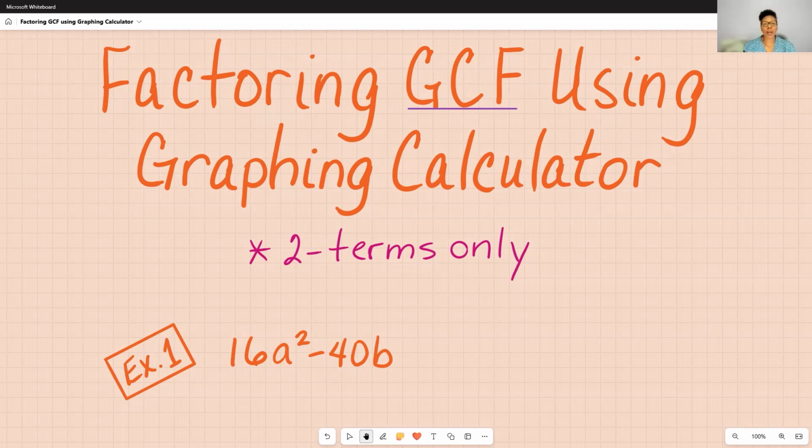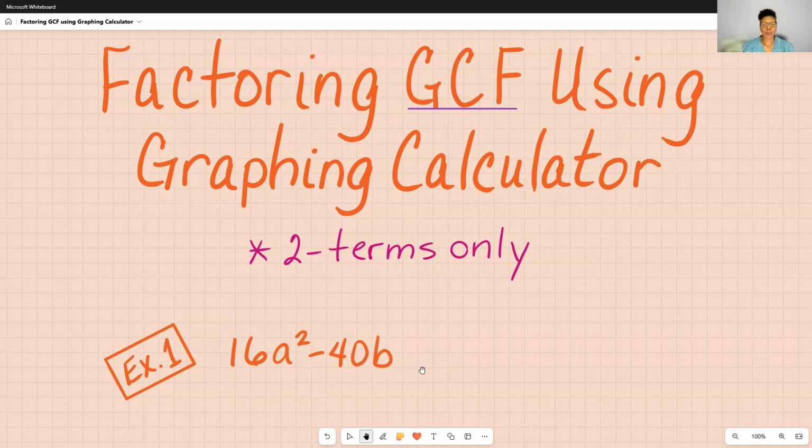Today I'm going to show you how to use the Desmos and the TI-84 graphing calculator to factor your greatest common factors, which is also known as your GCF. But in order to use the method I'm about to show you, you have to have a binomial. What does that mean? That means that you have two terms only. For example 1, we have 16a squared minus 40b.